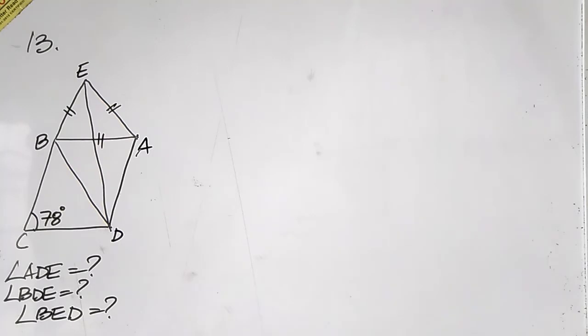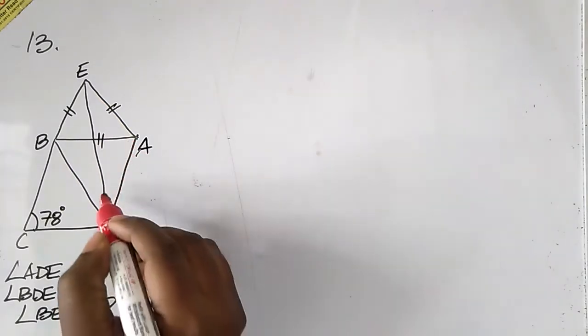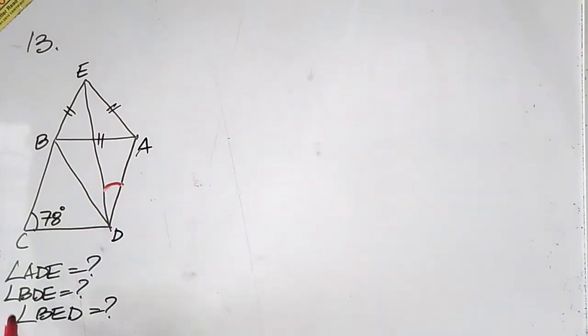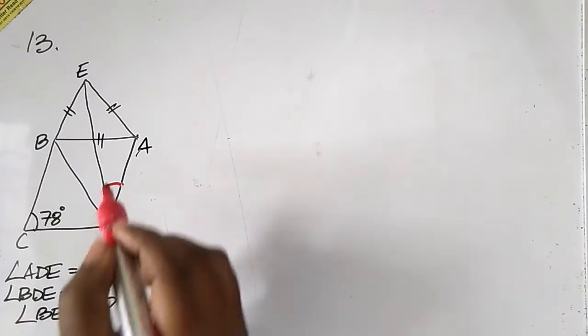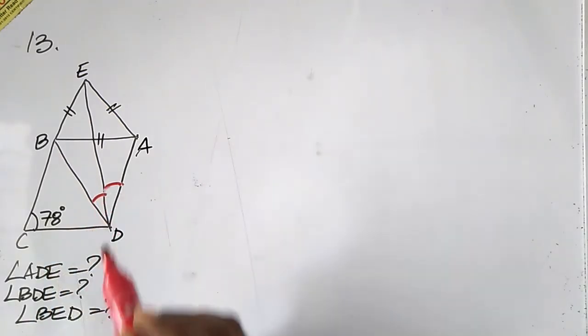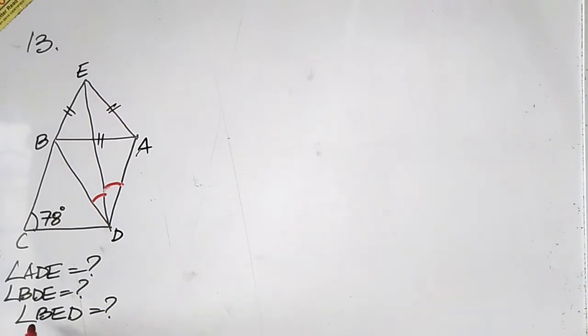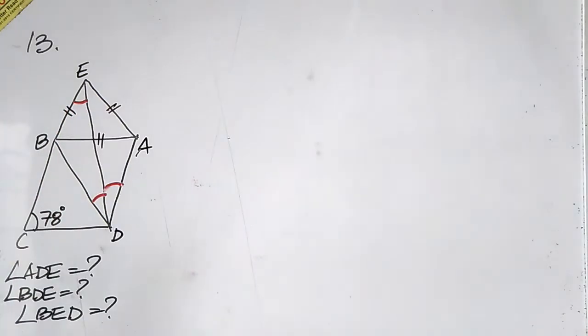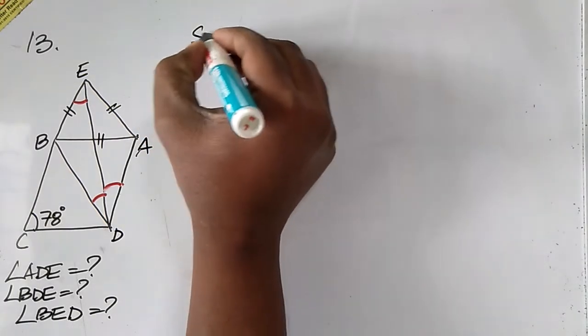So let me mark in the diagram which angles we have to find. Angle ADE refers to this angle. This is the angle that we'll be finding. Then angle BDE refers to this angle over here. And then angle BED refers to this angle over here. So these are the three angles that we have to find. So quickly, let us start the steps to solve this problem. First, let us write the solution.